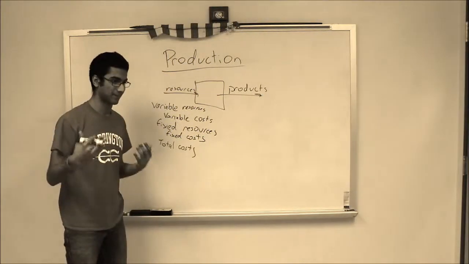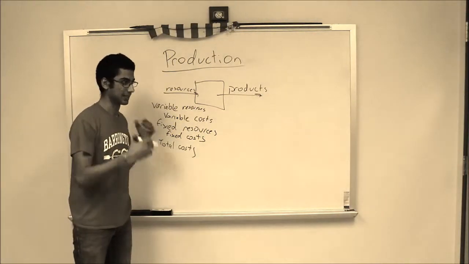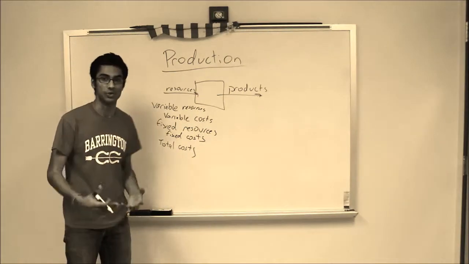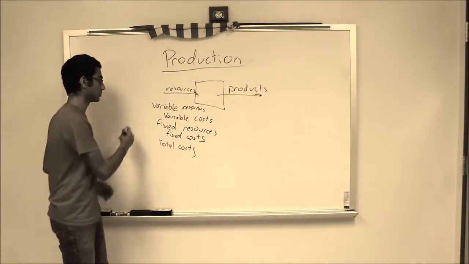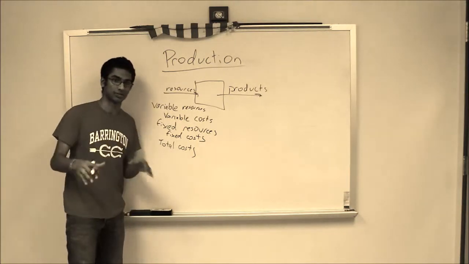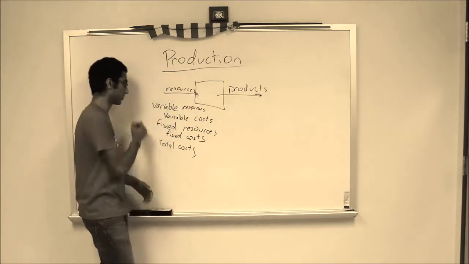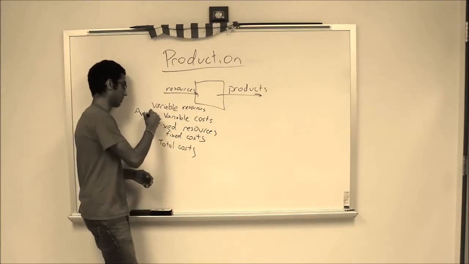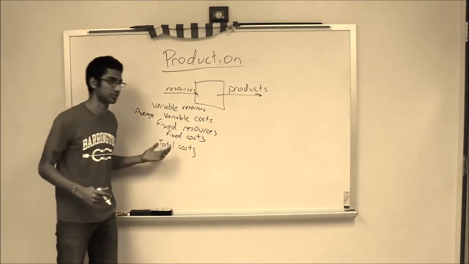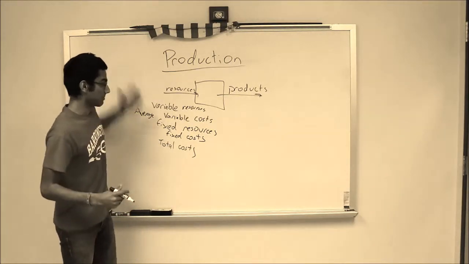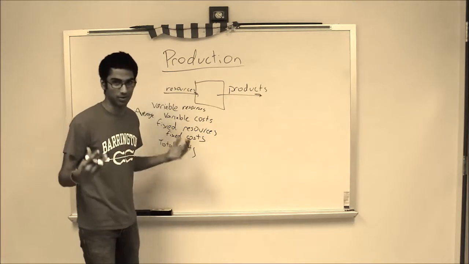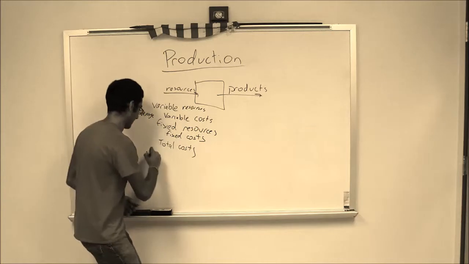Now, the way that we think about these in terms of graphs and such is we use the per unit versions of these costs. So we have variable cost, which is the total amount that you're spending at a certain quantity. You also have average variable costs, you have average fixed costs, and you have average total costs. Now, beyond all of these, you have the best little cost of them all, which is the marginal cost.